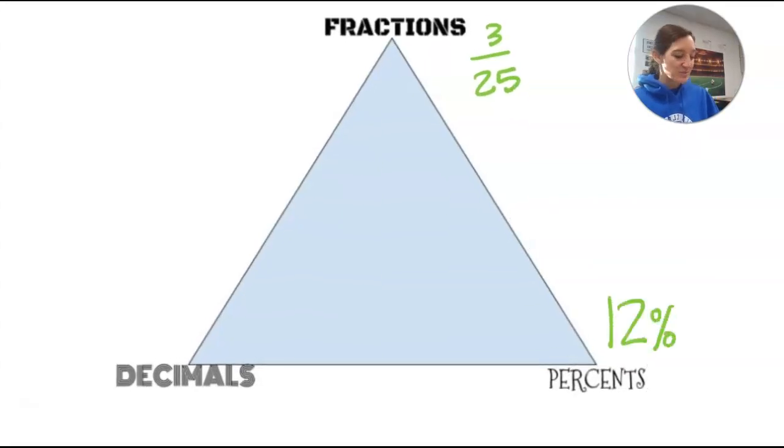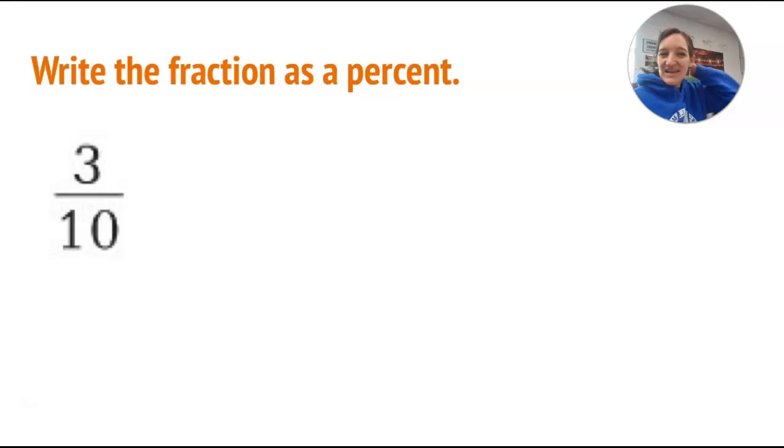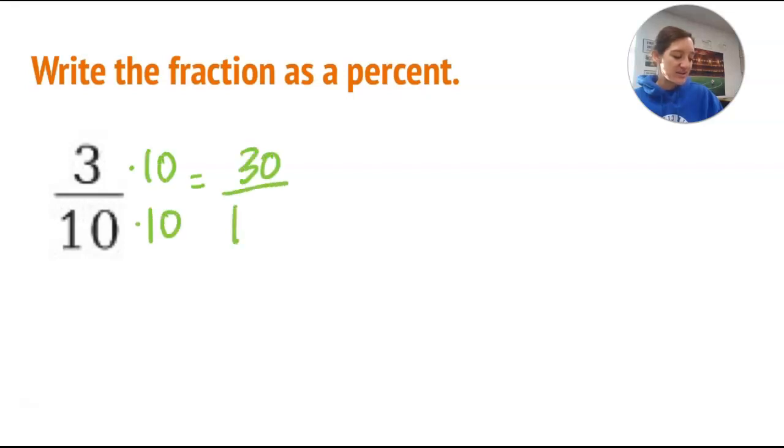And then how could I change 12% to a decimal? I move that decimal twice and I get 12 hundredths. So all of those have the same value. They're the same amount. Let's practice that a little bit more. If you have a fraction like 3/10, how could I biglify it to 100? Well, I can make it 30 hundredths, which would then be 30%, wouldn't it?